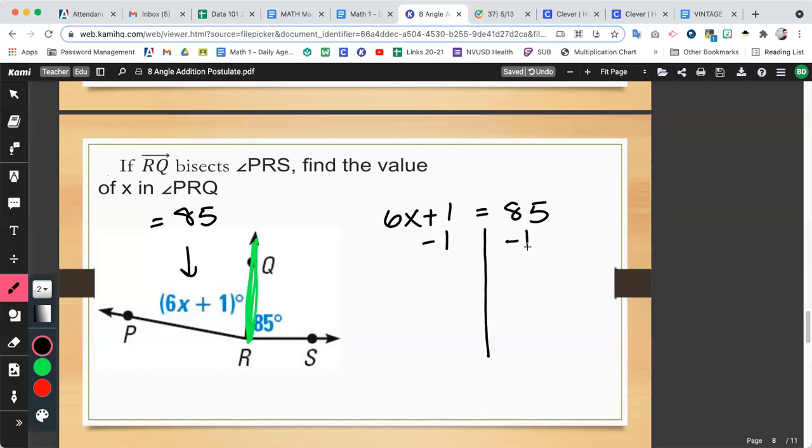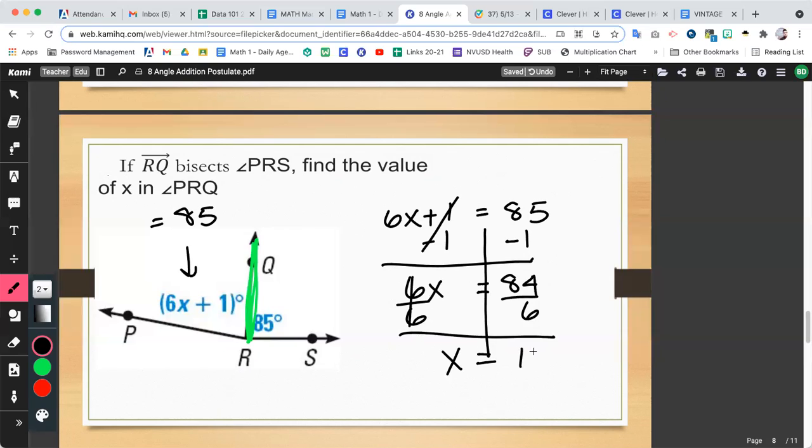Subtract 1 from each side. 6x comes down. 85 minus 1 is 84. The 6 is multiplied by the x. If I want the 6 to go away, what's the opposite of multiply? So divide both sides by 6. And x equals 14. And that's all we were asked to find.